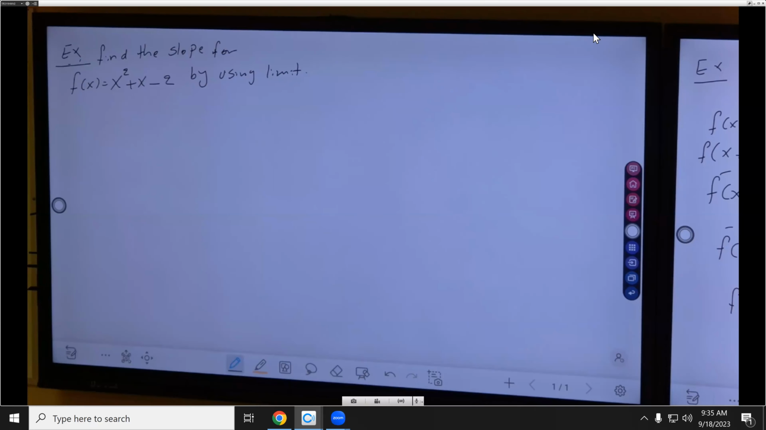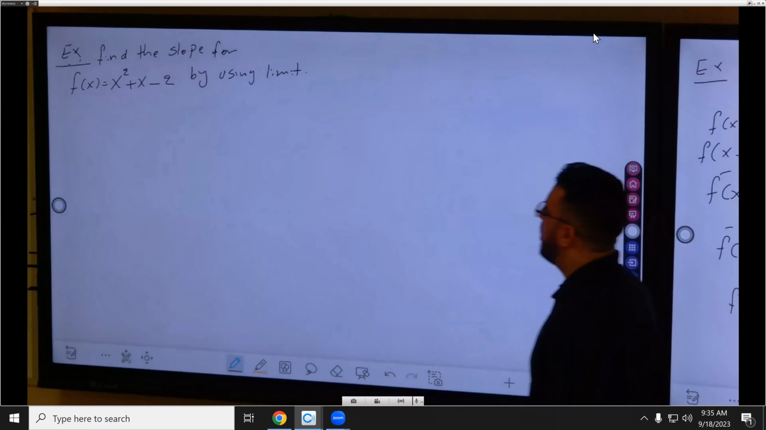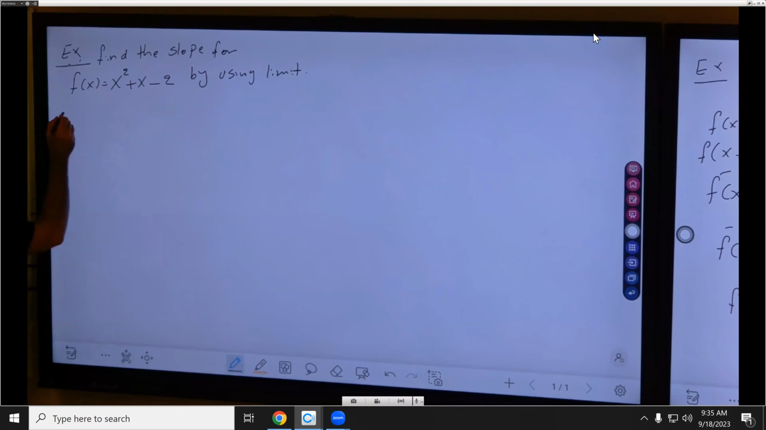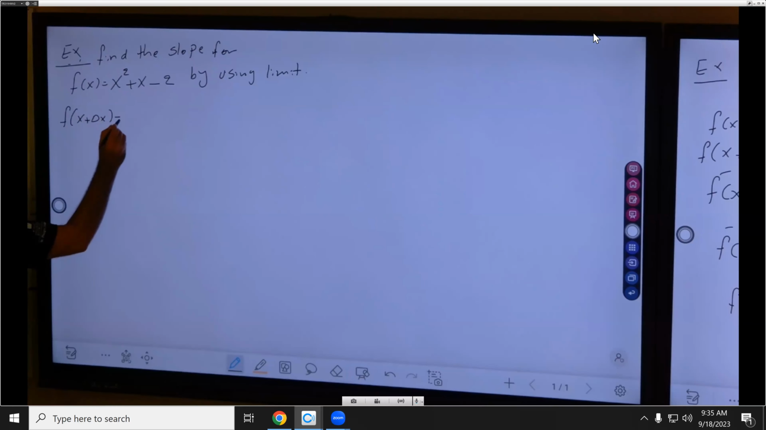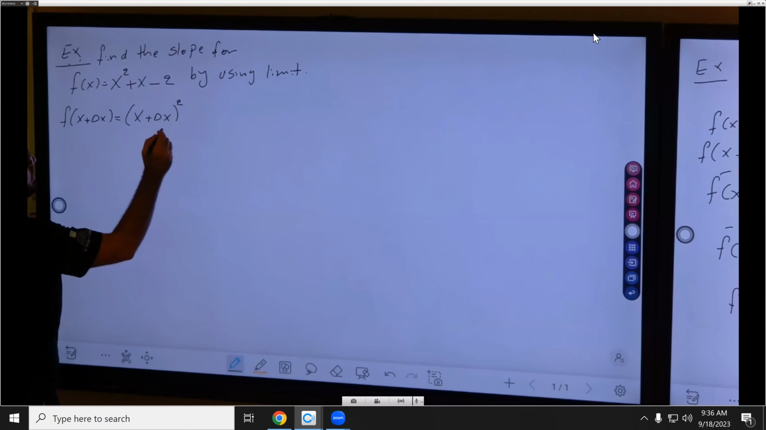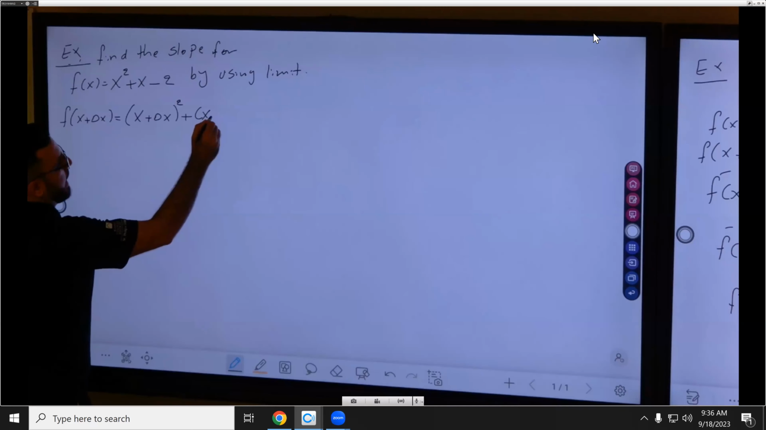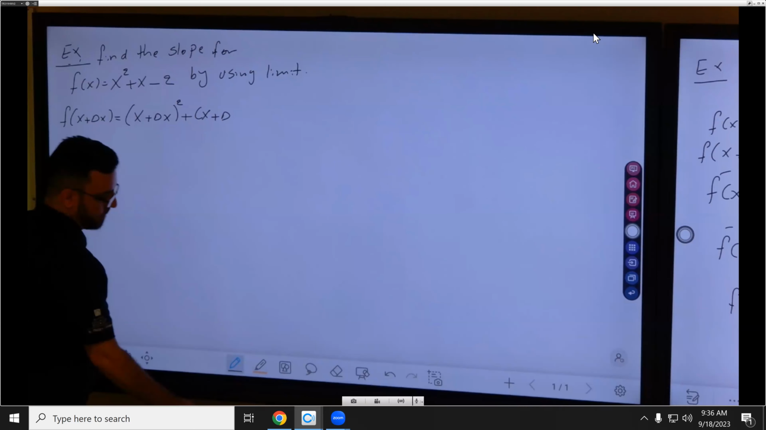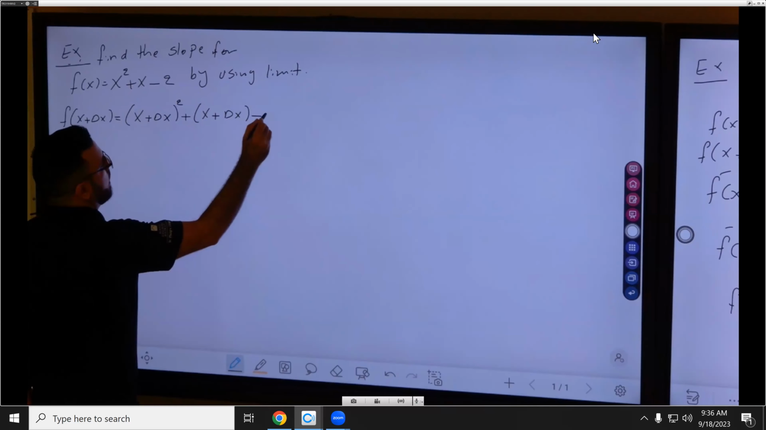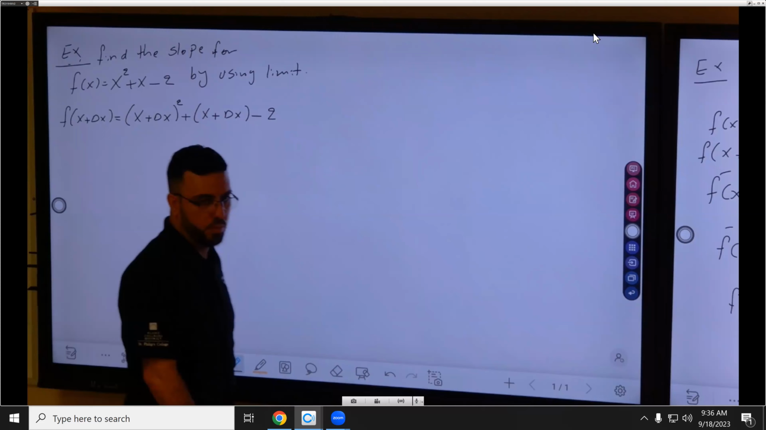Can we do the same thing? So I have f of x equal x squared plus x minus 2. What about f of x plus delta x? It's going to be equal to x plus delta x squared plus x plus delta x minus 2. Yes or no?